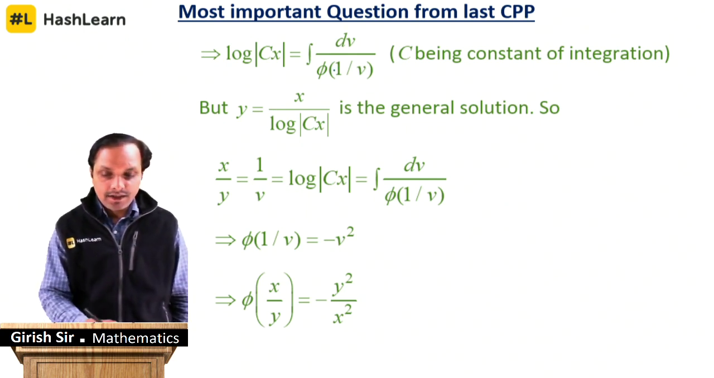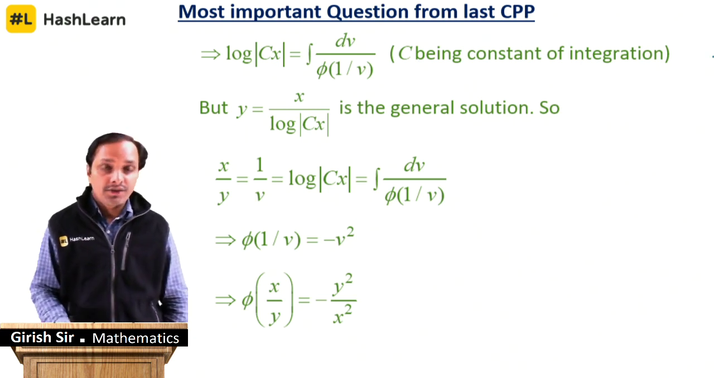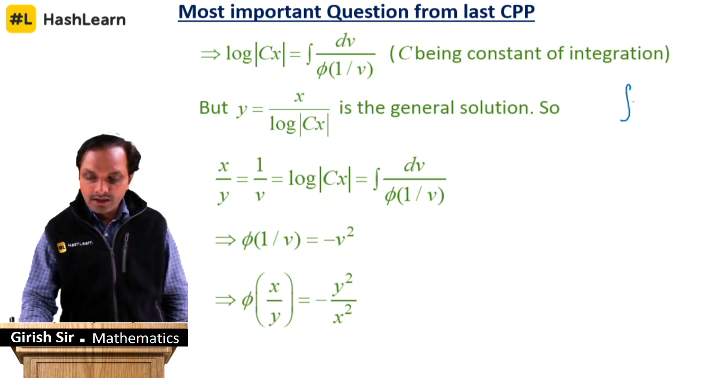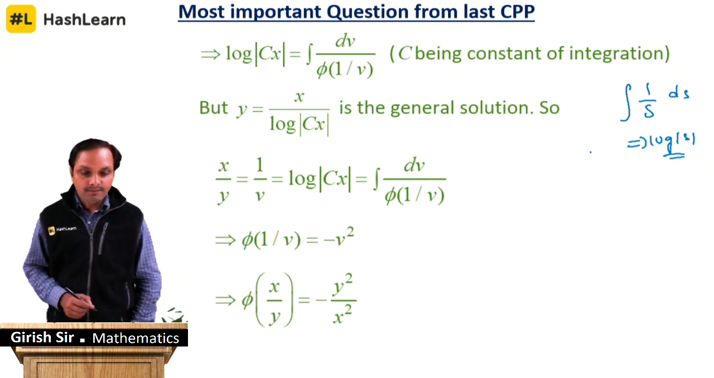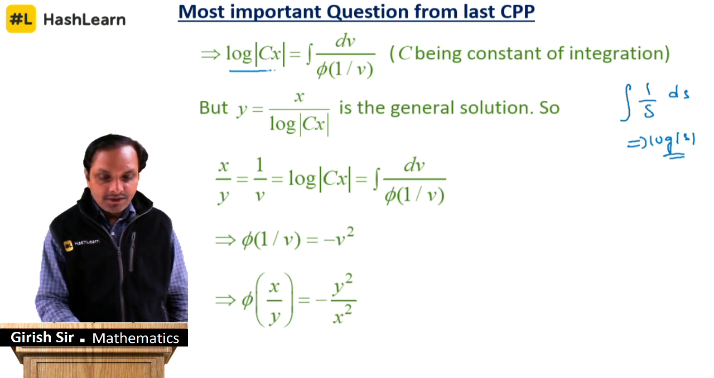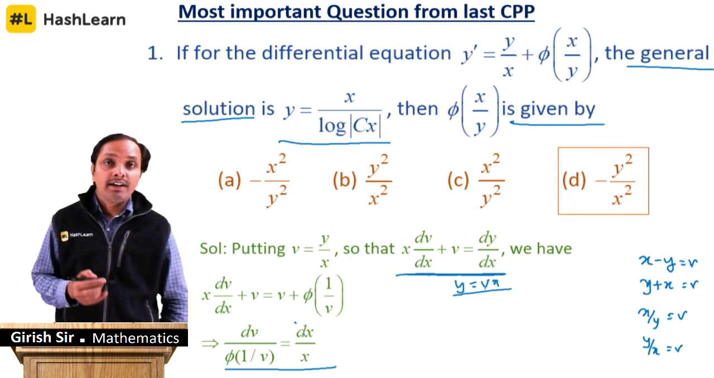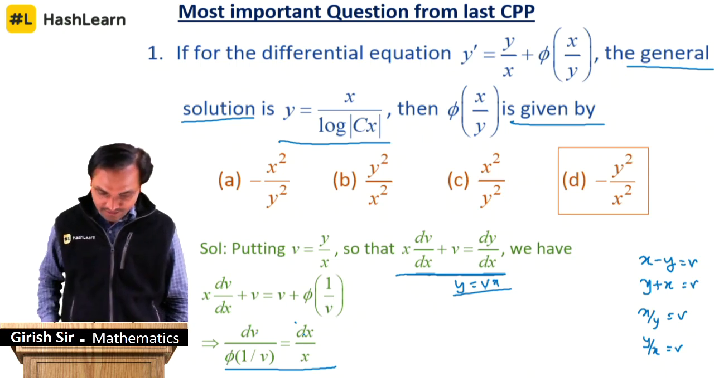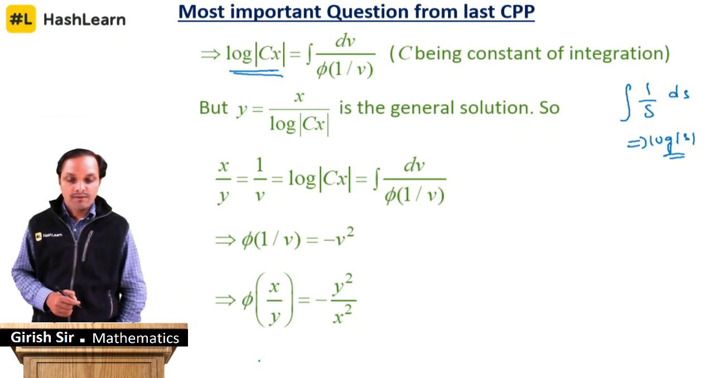Then how will you integrate this? You know that c is a constant of integration. You know that integration of 1 by something is log something. So integration of 1 by x is log x, and integration of pi of 1 by v also will give you log of that.